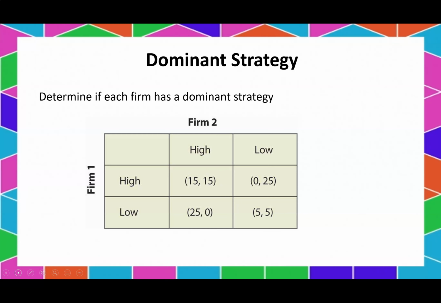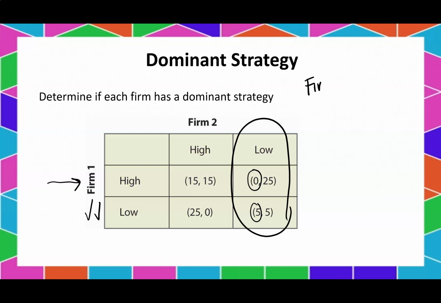All right, determine if each firm has a dominant strategy. Okay, well, let's take a look at firm 1. Here I'm going to circle that firm 2 chose this. So what should firm 1 decide, $15 or $25? Firm 1 should choose low, because 25 is bigger than 15. What if firm 2 chose low? We're between $0 and $5, so 5 is better. So for firm 1, the dominant strategy would be low.